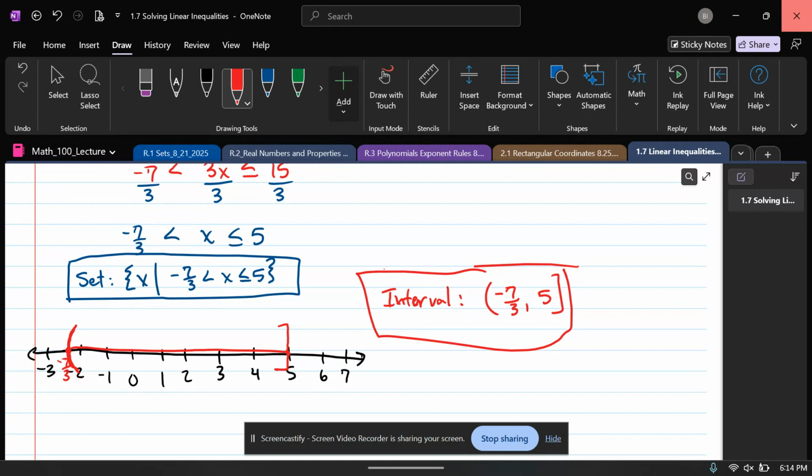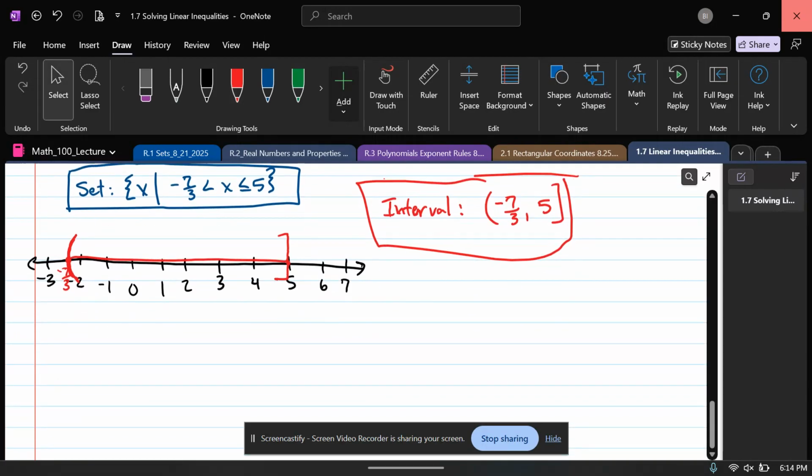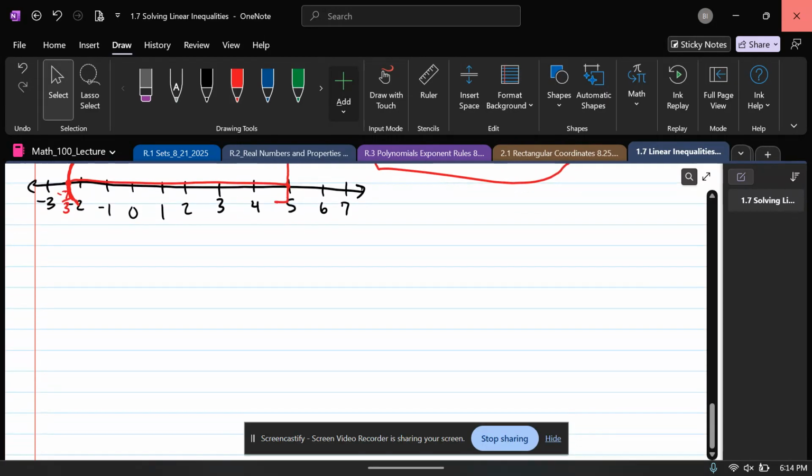One more example. Let's get one that does something weird. Because the ones that do weird things are the things that give us trouble, that are going to confuse us when we go to do these. Okay, so let's do a weird one.